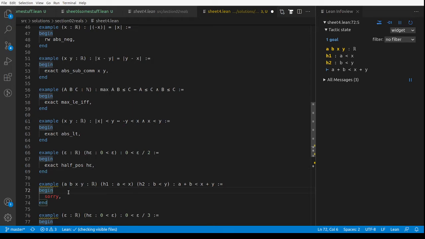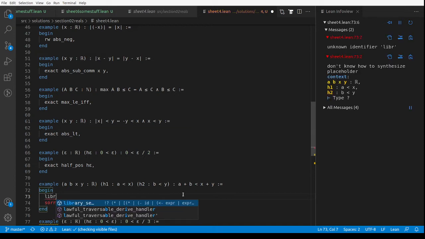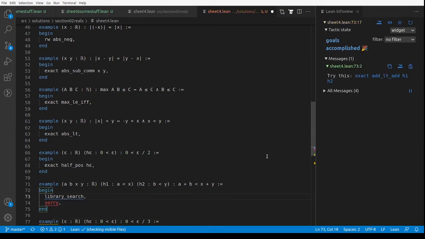And now this one, this is going to be called add_lt_add or something. Let's try library search. There we are. Yeah, there we go. It's called add_lt_add.